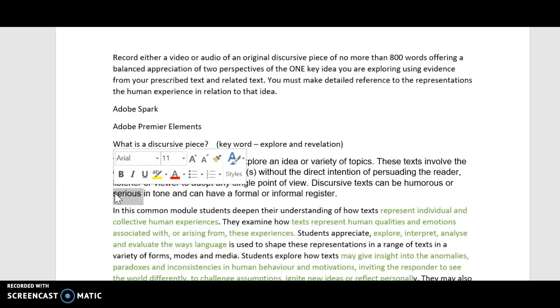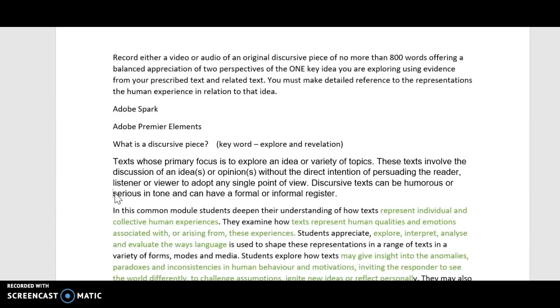Now, Past the Shallows and 1984 are not exactly humorous texts. They're not dealing with the human experience in a light-hearted way. So you would have to question whether a humorous tone in your discursive is appropriate for the purpose and audience in this particular assessment.